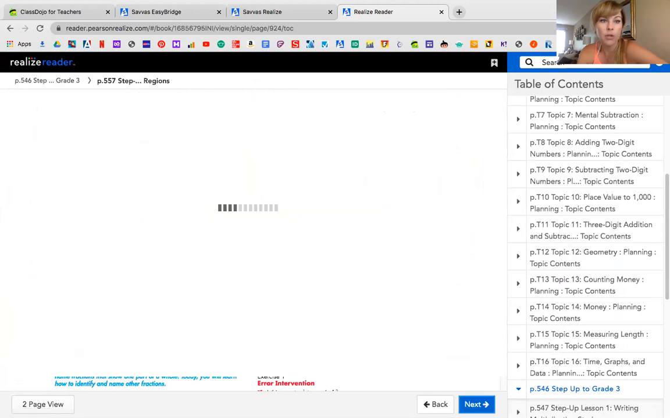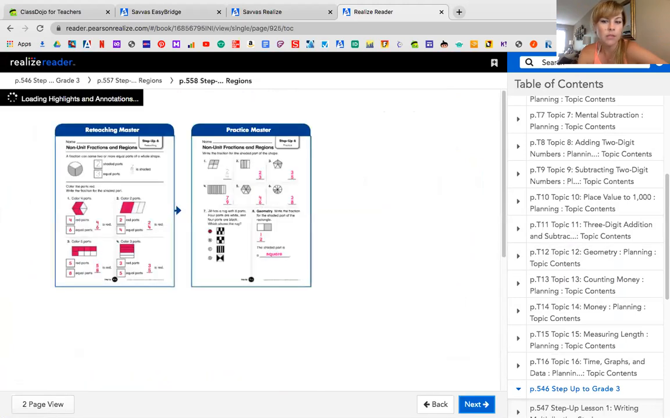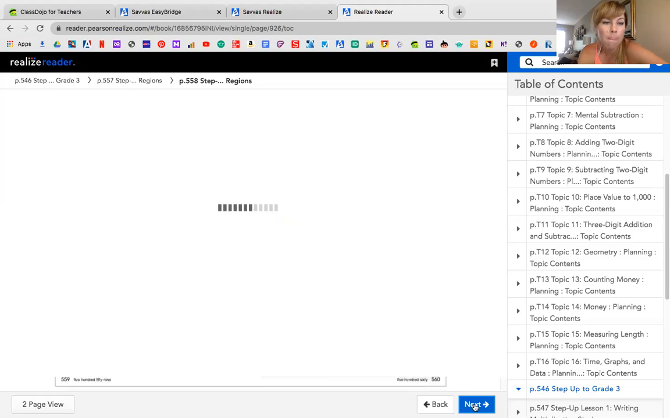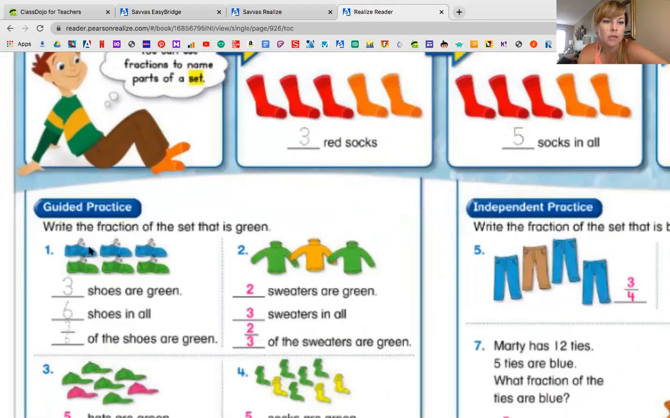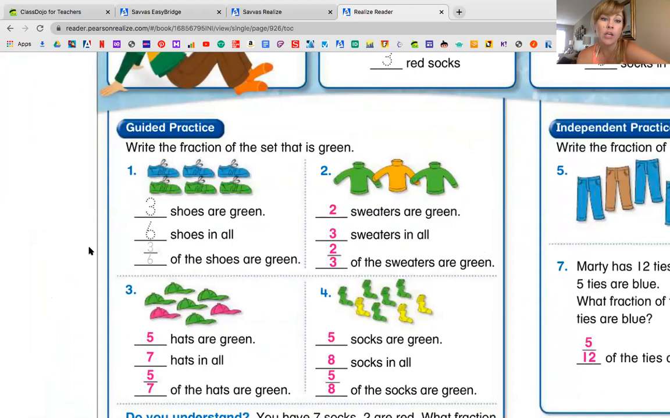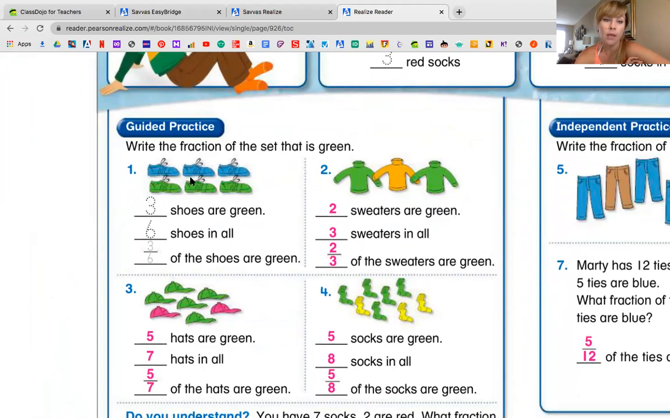Let's go ahead and get into your last lesson, which I believe is 6, 7. Okay, great. All right, so write the fraction of the set that is green. So in this case, we can continue using fractions. It doesn't have to be in cuts of pieces, but we can use them more in a broad picture, okay? So look here, I have 6 shoes, okay? Think of if it was broken into 6 pieces.